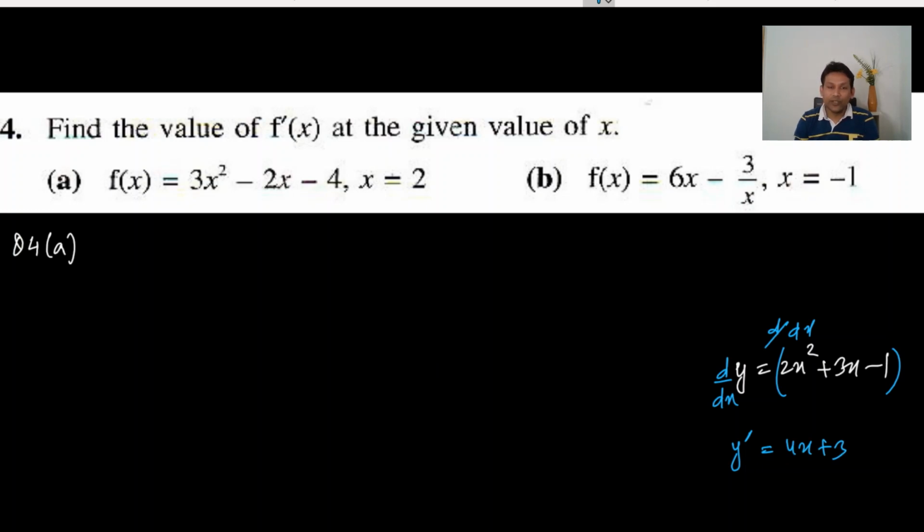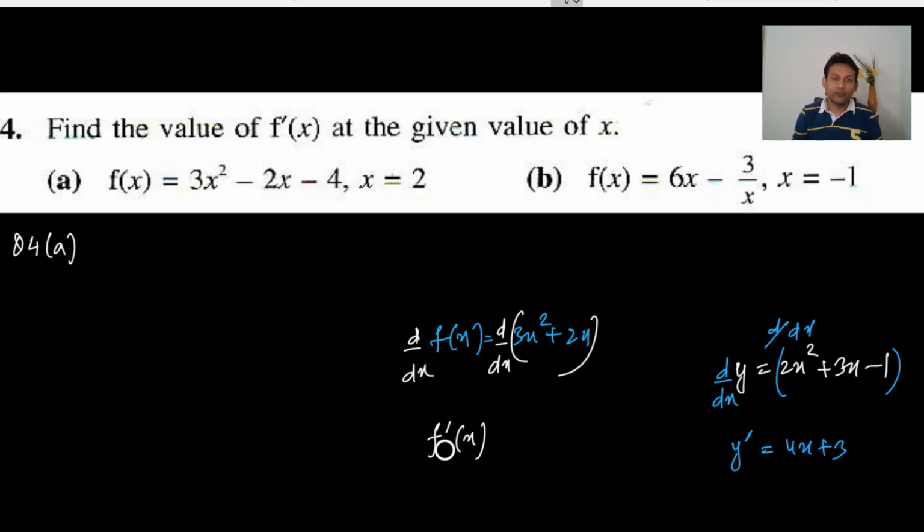In the same way, whenever we have f of x equals 3x squared plus 2x, and we apply the differentiation, when I write d upon dx on both sides, this d upon dx will make f of x into f dash x. So whenever you have f dash or f prime, that means we apply the differentiation: 6x plus 2.